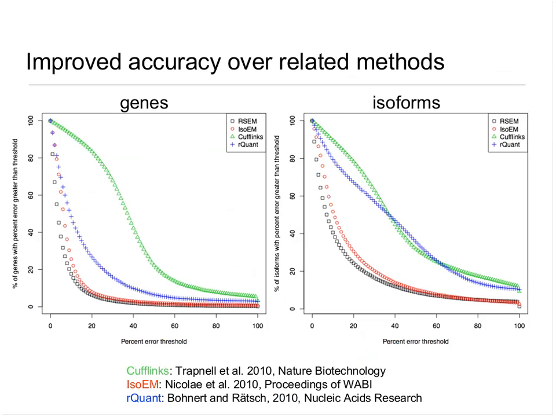Okay, so I'll briefly show some advantages of using such a method. We also compared to a number of other methods that were published at roughly the same time. In these plots, this is from simulated data where we know the true abundances of each transcript. The x-axis is a level of error in your transcript abundance estimates, and the y-axis is the percent of genes, or on the right, isoforms, whose estimates were greater than that threshold. So ideally, you want to have these curves near the bottom left-hand corner. And we see here that RSEM tends to get closest to that corner, predicting fewer genes and isoforms that have error much higher than certain levels.